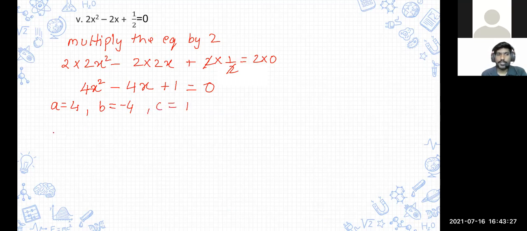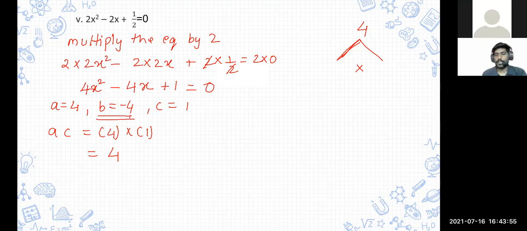Now multiply A into C. A is 4, C is 1. So 4 into 1 is 4. Now you have to split 4 into two such numbers that after multiplying those two numbers, listen carefully, you should get 4. And after adding those two numbers, you should get the middle term, that is minus 4. Can you think of which are those?